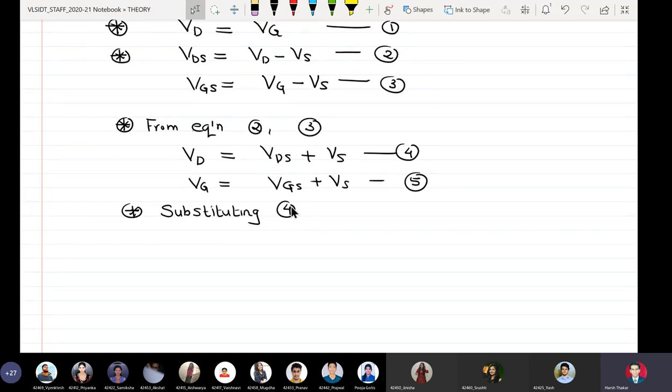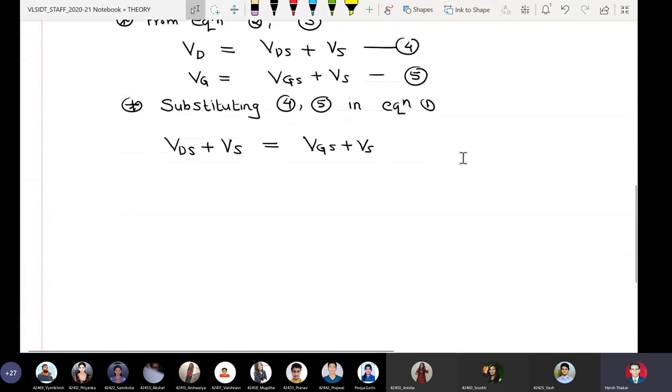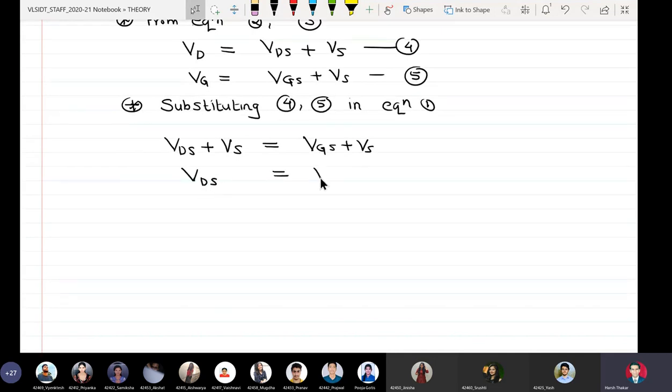Substituting 4, 5 in equation 1, we can say that VDS plus VS is equal to VGS plus VS. So VS and VS will get cancelled, and we can say that VDS is equal to VGS. Okay, so this is equation number 6. Now it's very simple that now VDS is equal to VGS.